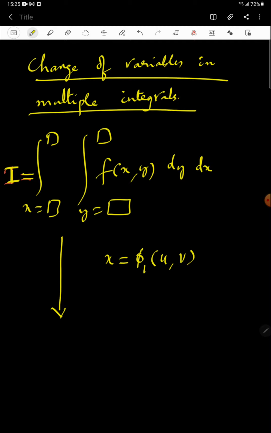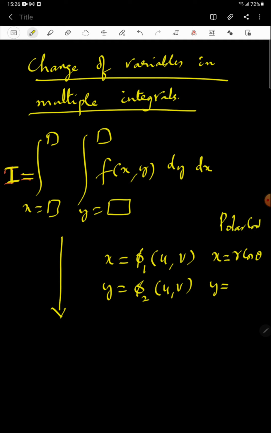There is some function, for example x is equal to r cos theta. Now r is like u and theta is like v, and y is another function in terms of those new variables u and v. For example, in polar coordinates, you know that x is equal to r cos theta, y is equal to r sin theta. So it is in new coordinates r and theta.